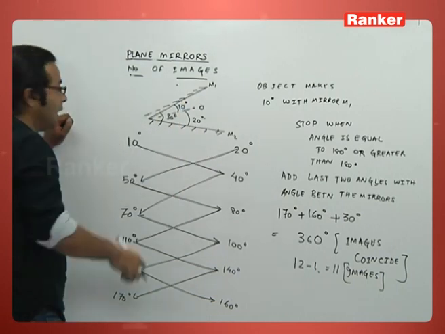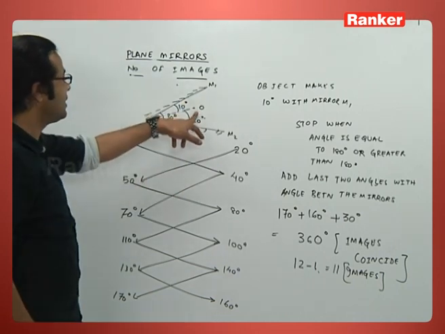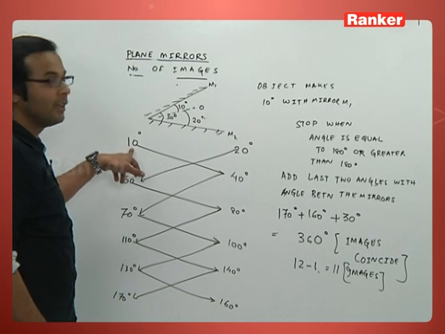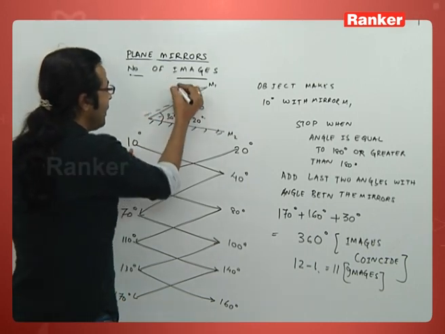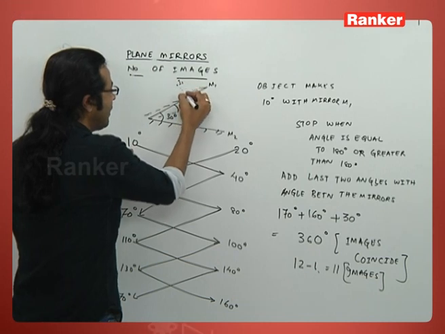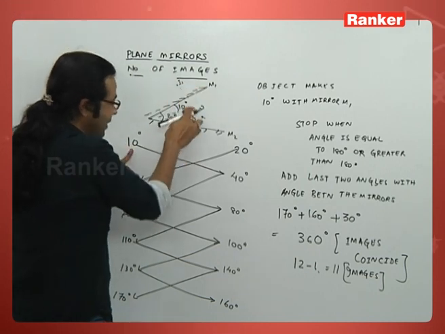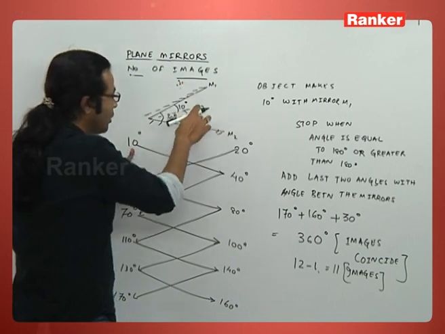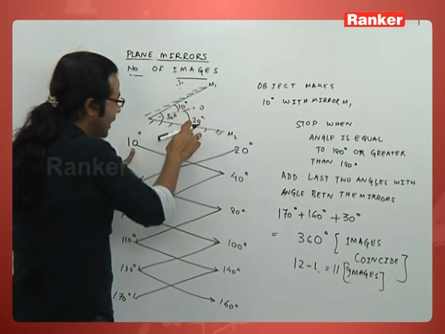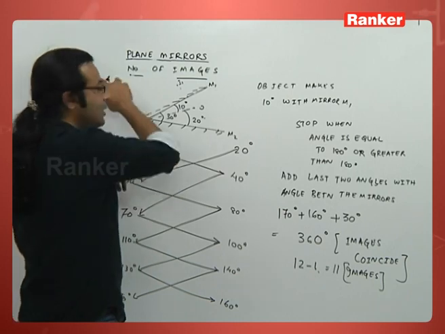Similarly, the process continues. Since this object is making an angle 10 degree, I keep on adding 30. Because here it is 10, this one will be I1. Suppose I say this I1 is nothing but 10. Again if this I1 acts as an object for mirror M2, the total angle will be 10 plus 30, 40. Again this process continues.